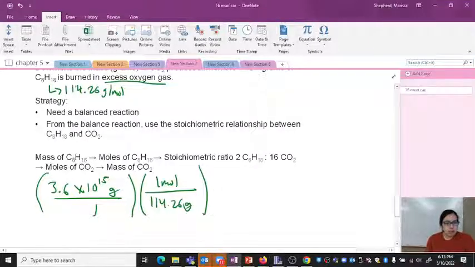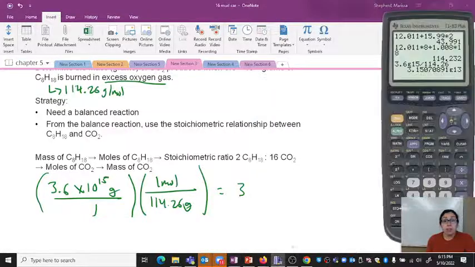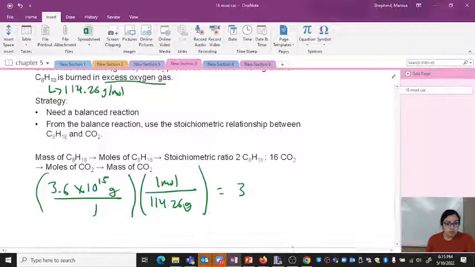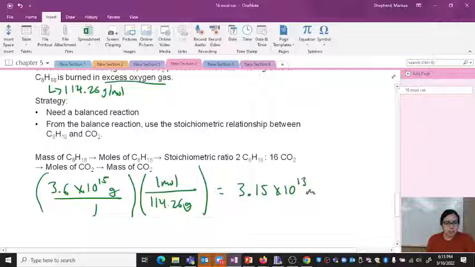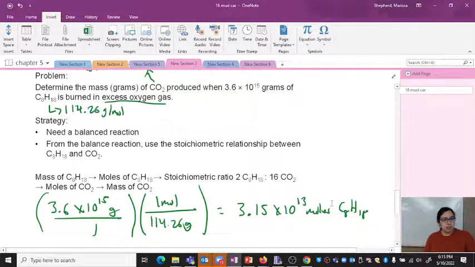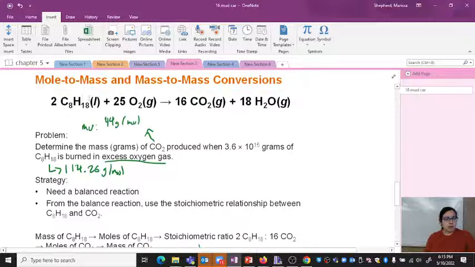So now we have a ridiculous amount of moles. So we have 3.15 times 10 to the 13 moles of octane. Now we have moles and our balanced equation. So how do I go from moles of octane to moles of CO2?